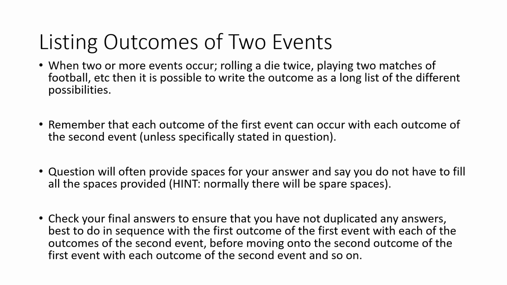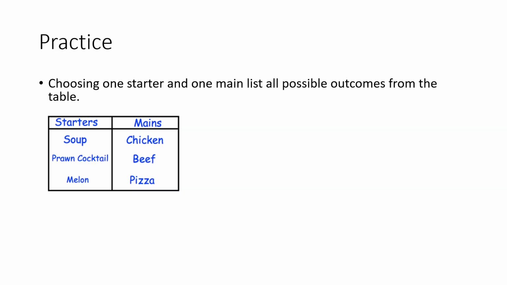It's best to do the list in sequence, with the first outcome of the first event occurring with each of the outcomes of the second event, before then moving on to the second outcome of the first event with each outcome of the second event, and so on and so on. So you should be able to do this, so let's have a practice of skills.